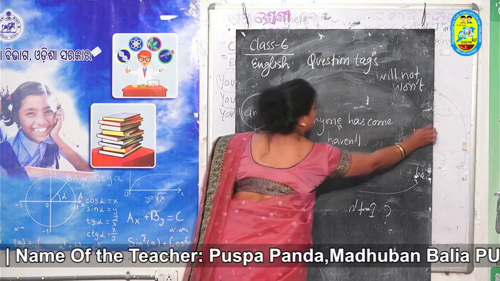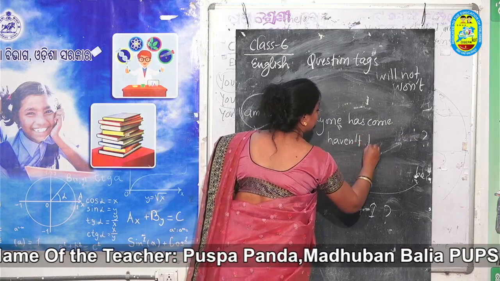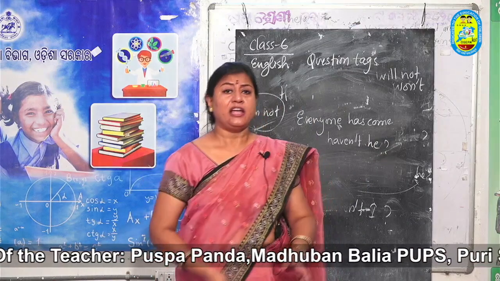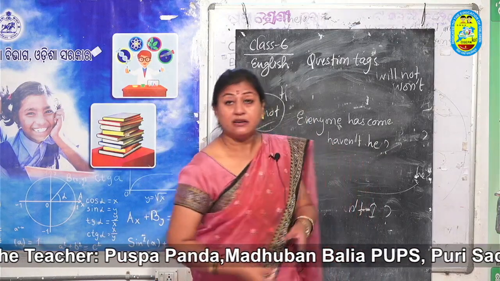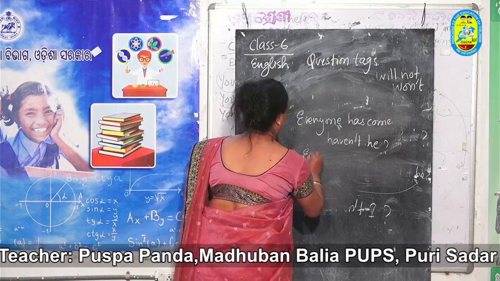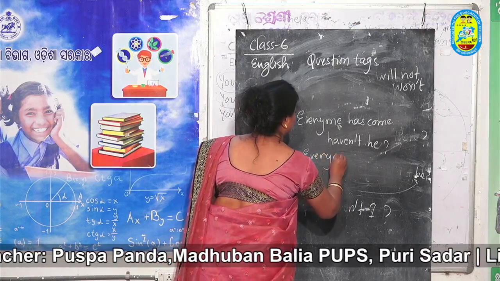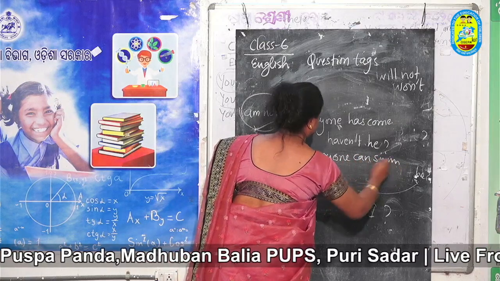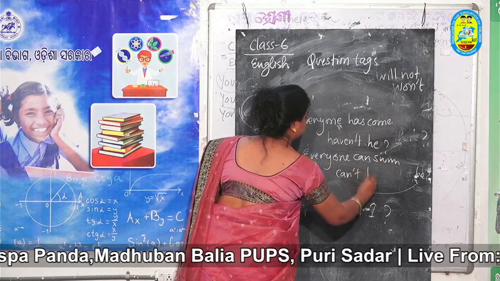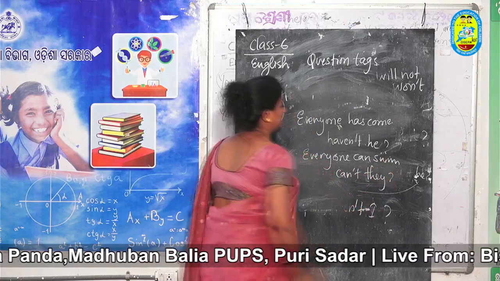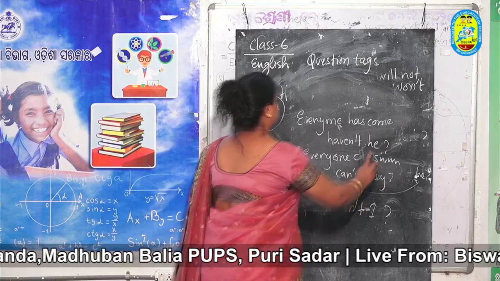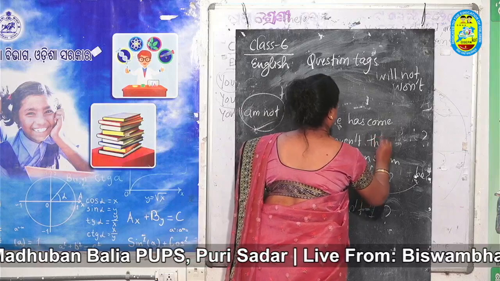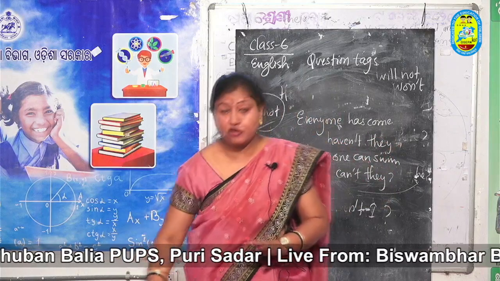Write hasn't there. Okay. So everyone can swim. Can't they? Everyone can swim, can't they? So this is rule number 5.